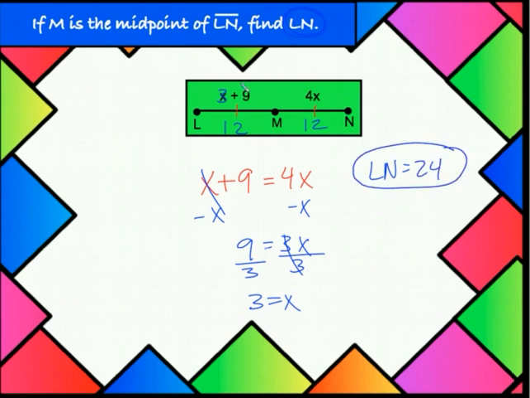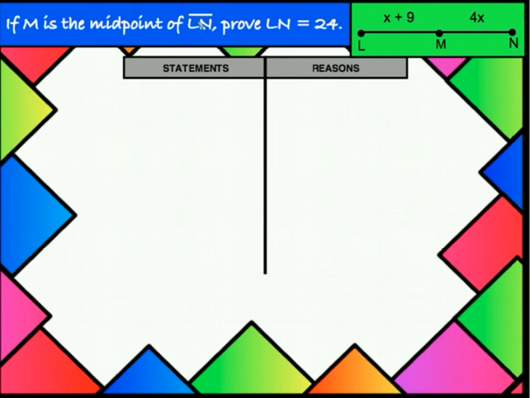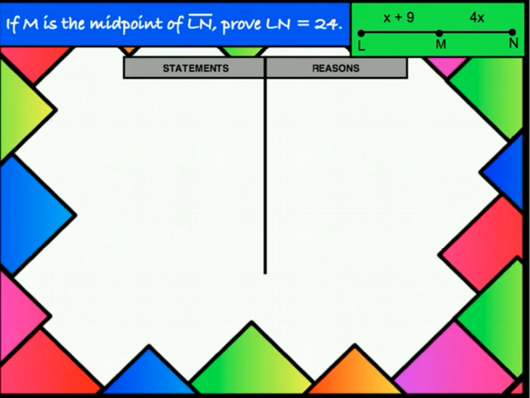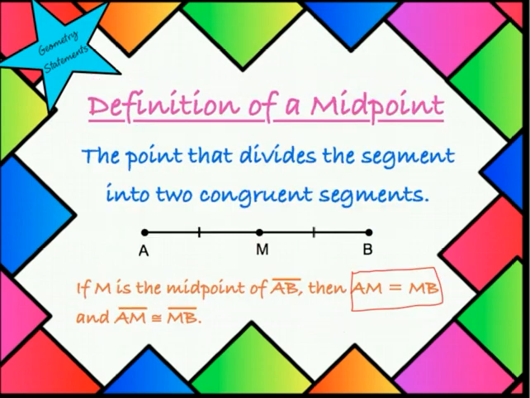And I'm sure the proof wants us to find that same thing. So it says prove that LN is 24. So remember, when you're doing a proof, the first step is not going to have numbers. So it says it's the midpoint. So let's go to definition of a midpoint.